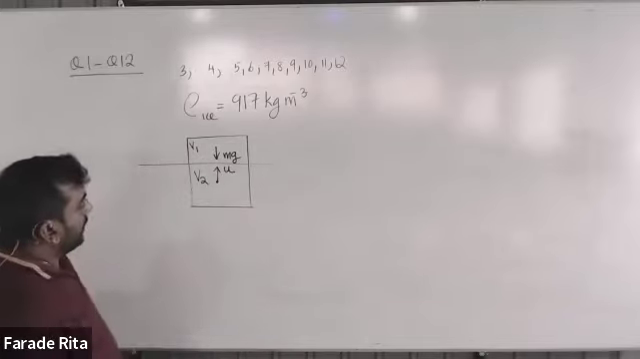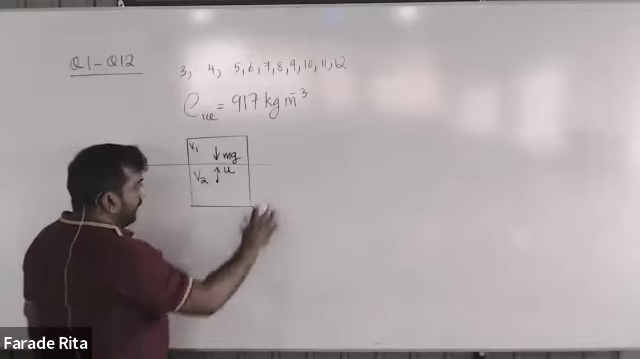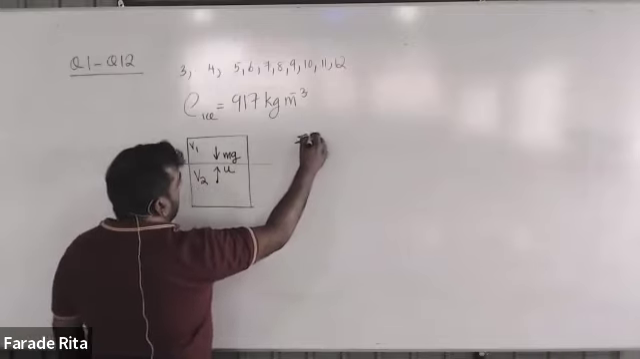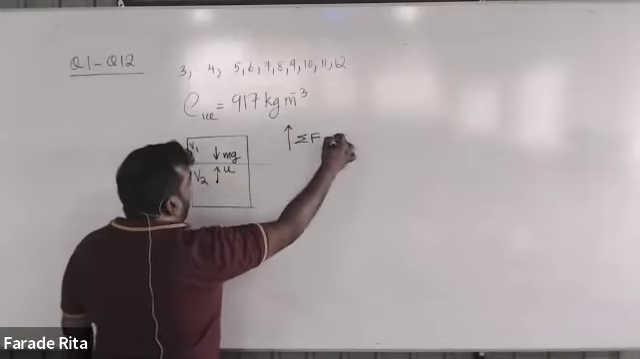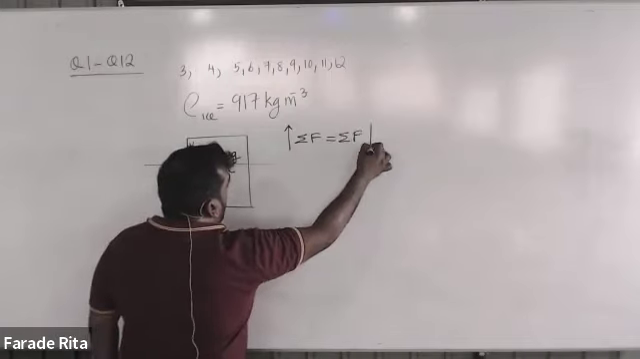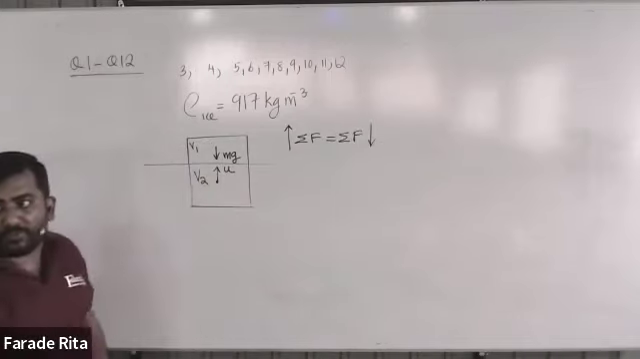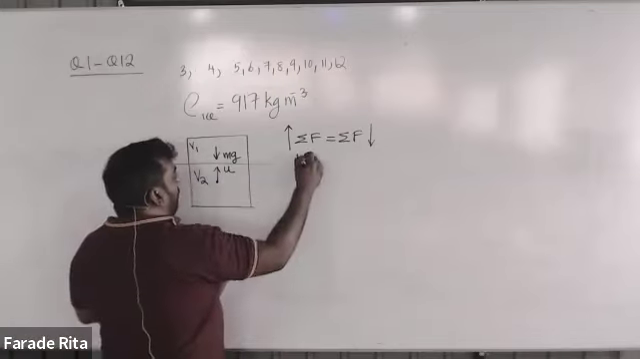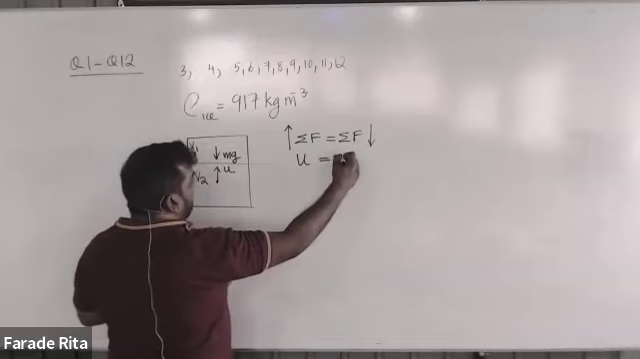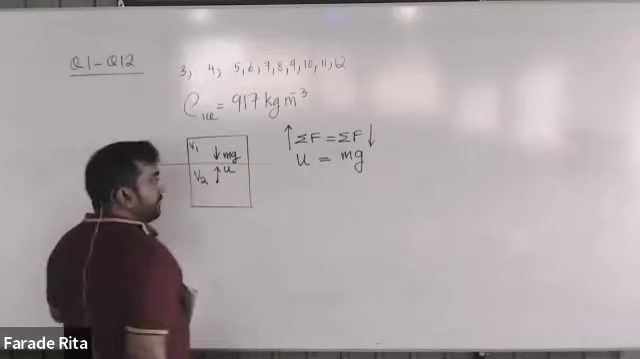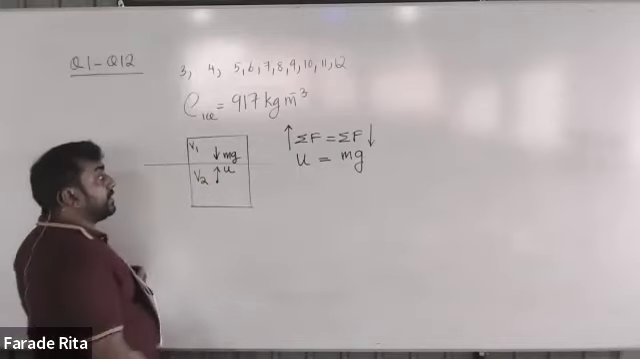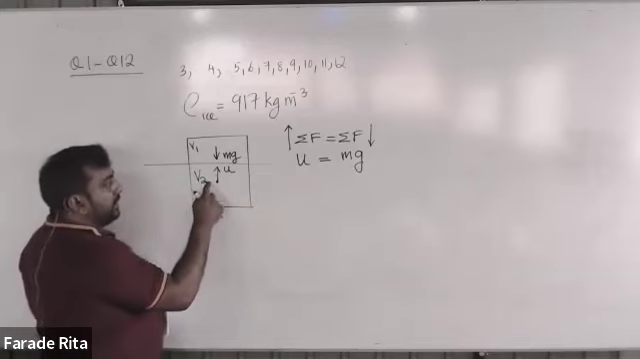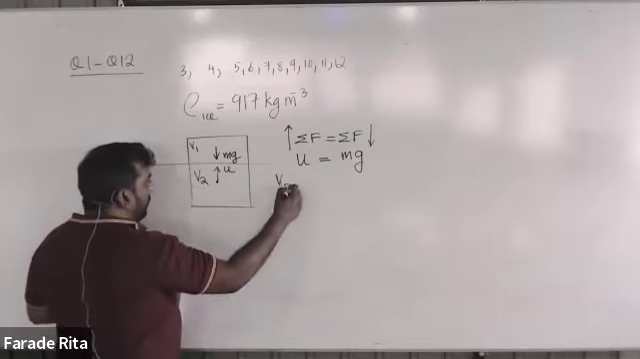Now look at this carefully. If this is balanced, the sum of forces in the upward direction should balance the sum of forces in the downward direction. That's the rule of flotation. Upward force is upthrust, downward force is weight. For the upthrust, what do you take, total volume or submerged volume? Submerged volume, V2.